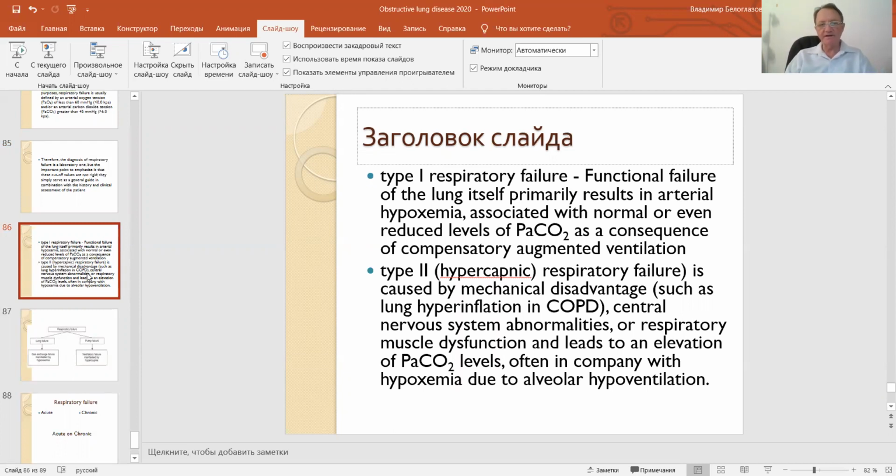functional failure of the lung itself. Primary lung failure results in arterial hypoxemia associated with normal or even reduced level of partial pressure of carbon dioxide as a consequence of compensatory augmented ventilation. It's so-called parenchymal respiratory failure, type 1.